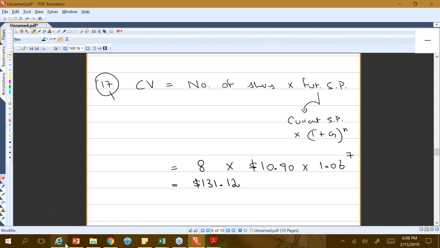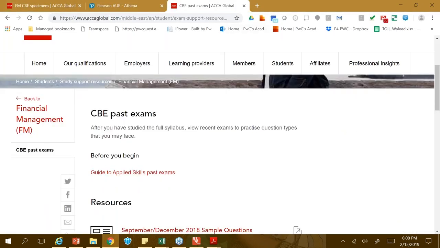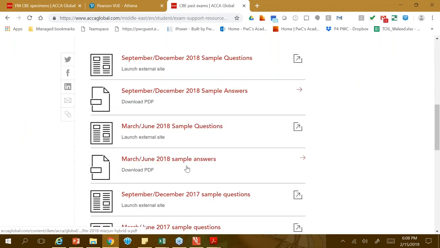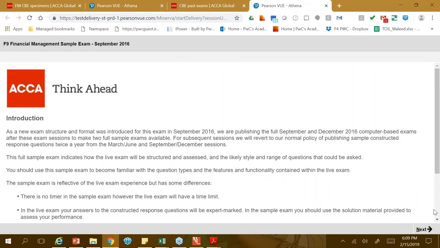Okay. Just one more question on valuations before we go into risk management. Can I ask you to go into the September 16 exam now? The September 16 exam, which would be on the CBE past exams link, September 16. And within September 16, we're going to look at question 21 to 25. Question 21 to 25. So that would complete this. So question 21 to 25 on September 16.